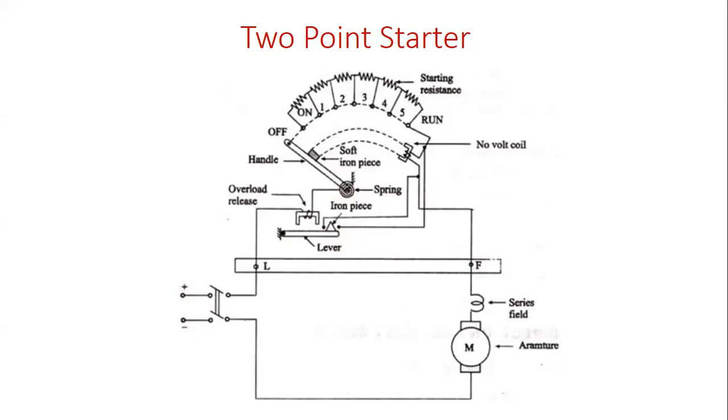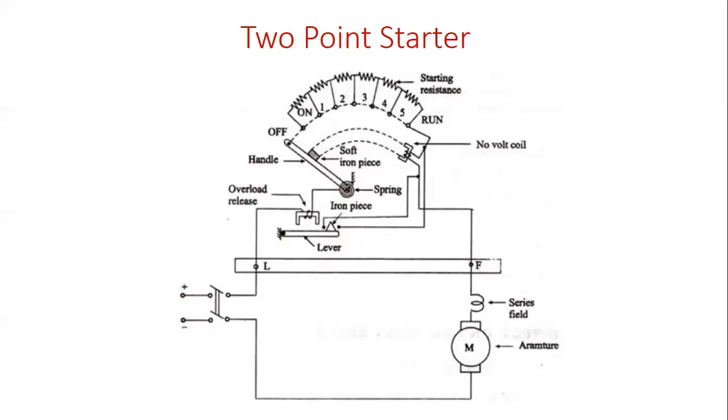Now, if it goes to the off condition, what happens? There is no flow of current to the motor. So automatically the speed of the motor will be reduced and then it goes to zero speed. So that's all about the 2 point starter.